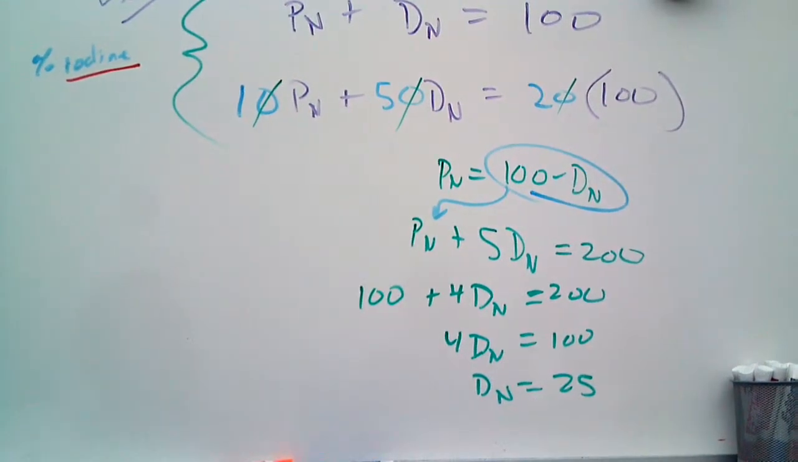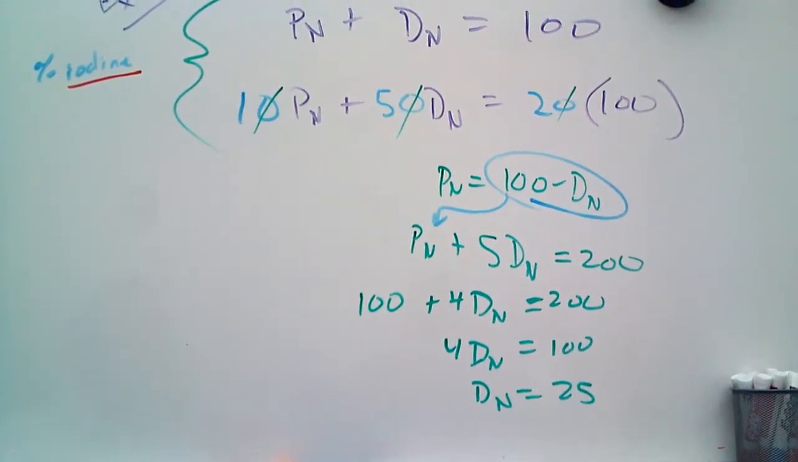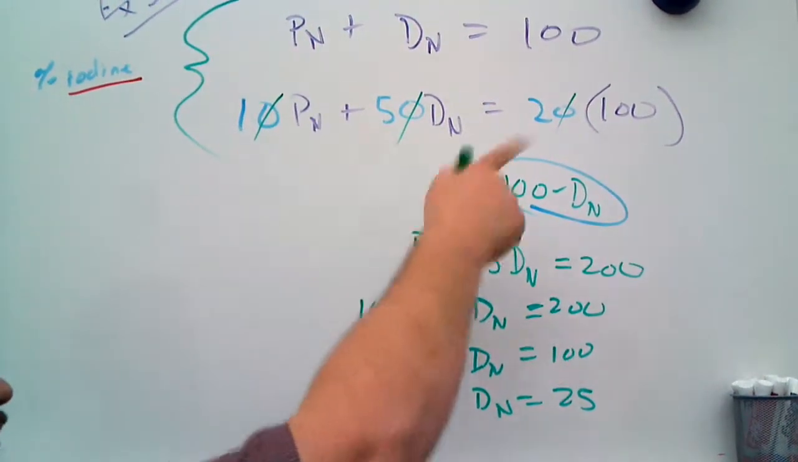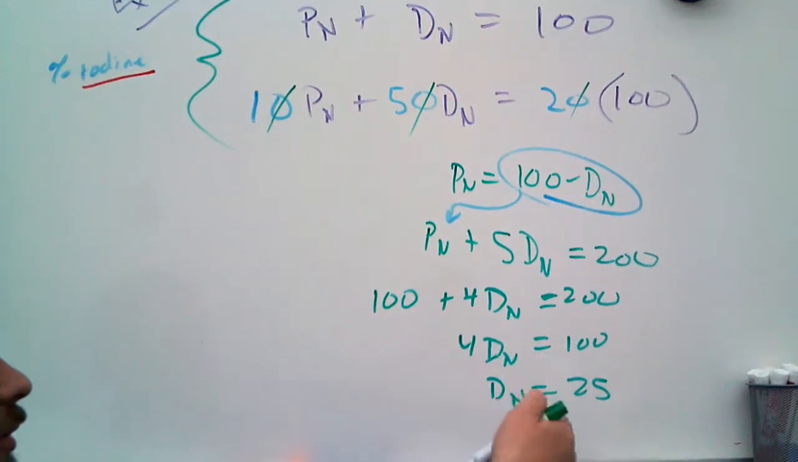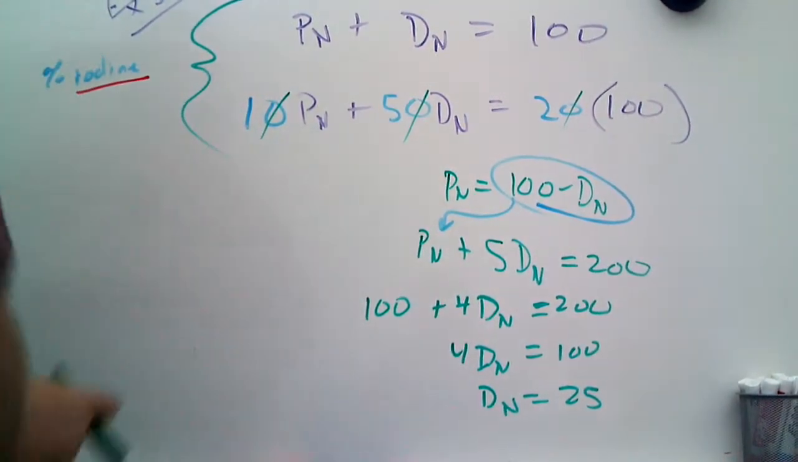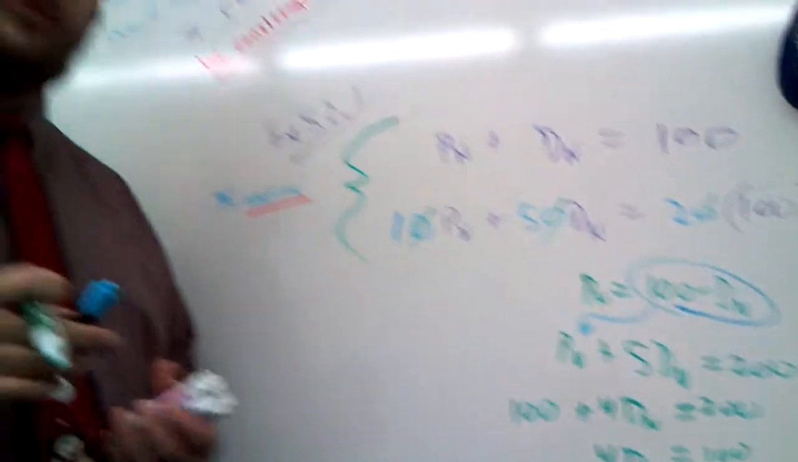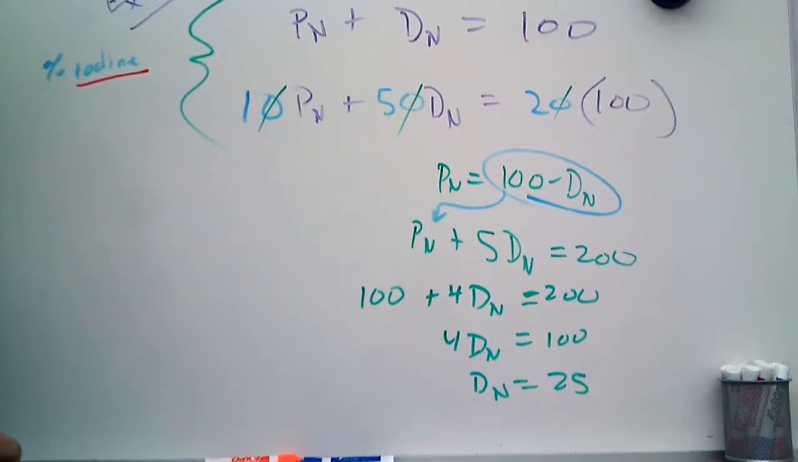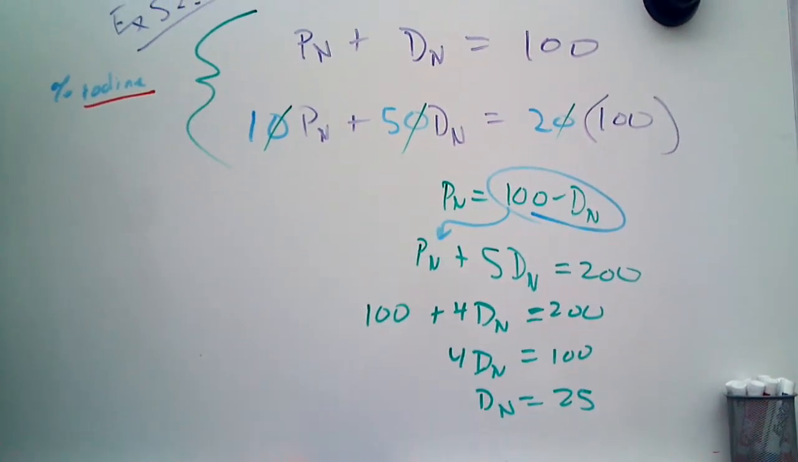Am I done? No. Because I set up my equations, I plug stuff in, solve for a variable, and now's a great time to stop and see what the question's asking for. The question was asking, how much of each of these solutions? I have dn now. What's the fastest way to solve for pn? Plug it in.